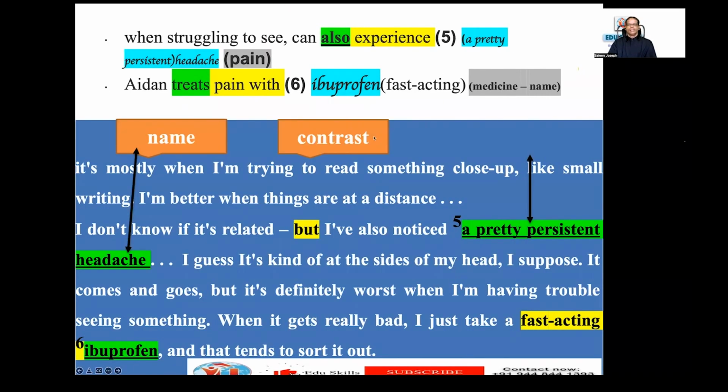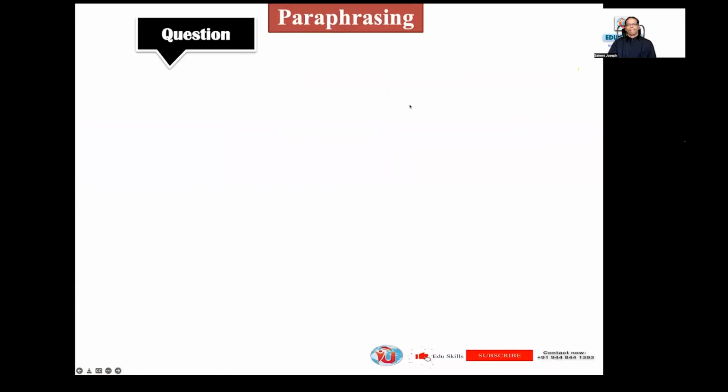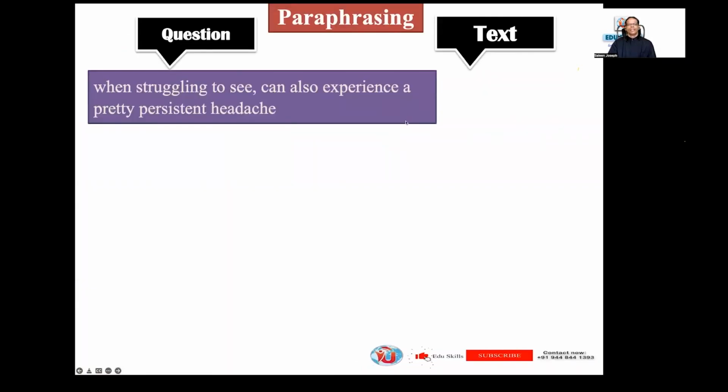Now you see, as I said, name, contrast, adjective, and you have comparisons. Here again, ibuprofen is the name of the medicine, and fast acting is the adjective. Pretty persistent is the adjective being used. Headache is the name of the disease, but is the contrast. So these are the clues that tell you here is the answer. Paraphrasing, the next one.